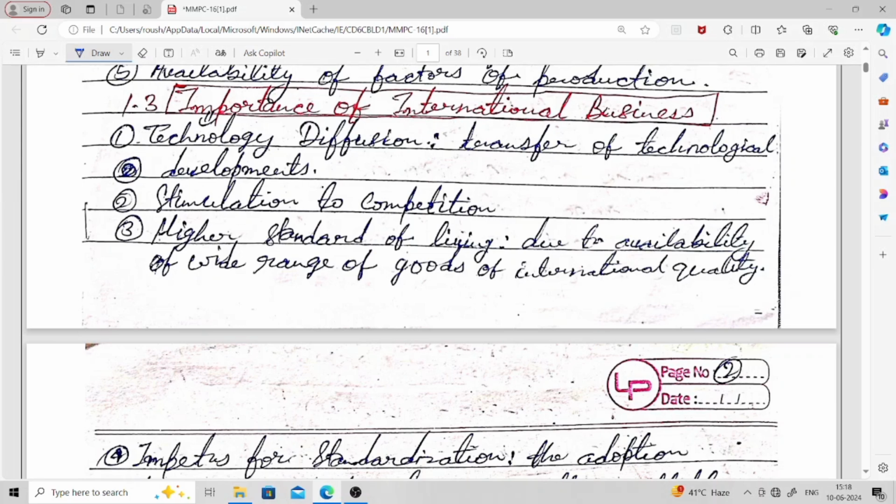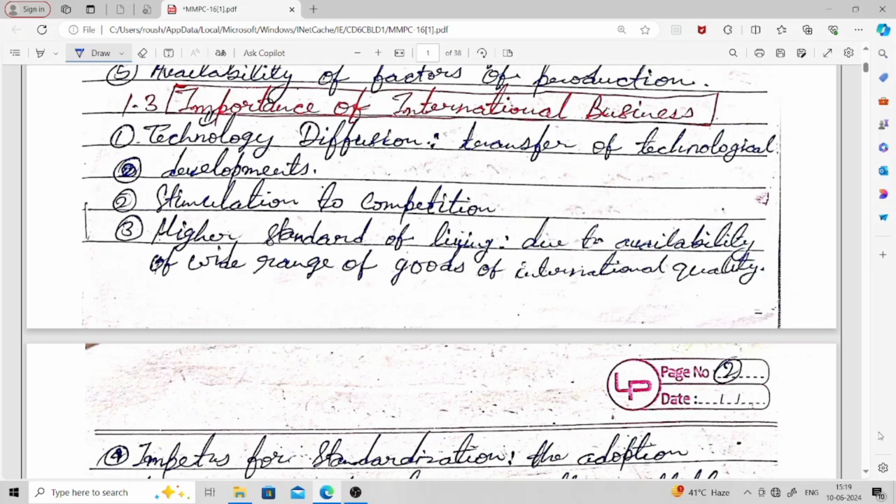So third, the given higher standard of living. Due to international business, there is a higher standard of living due to availability of a wide range of goods of international quality. If countries are doing international trade, then world-level goods are available for consumption. The availability of those kinds of goods improves the standard of living of the people living in the country.